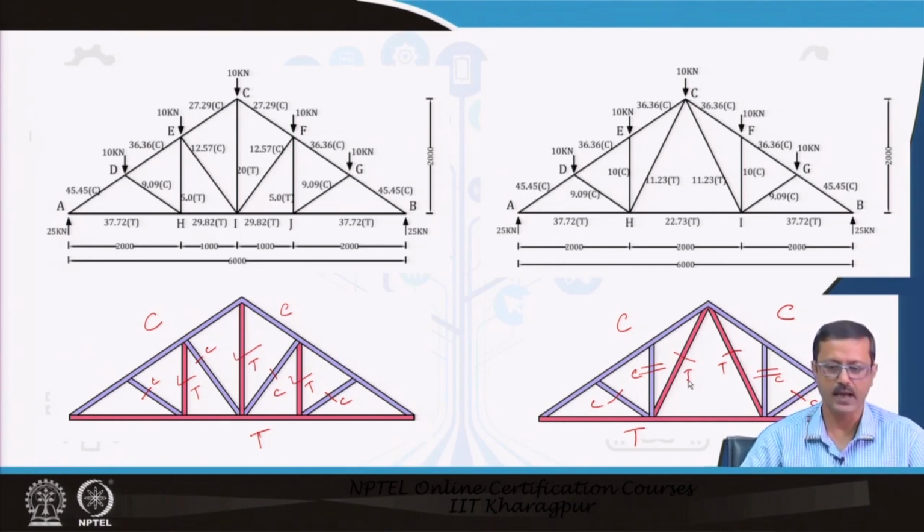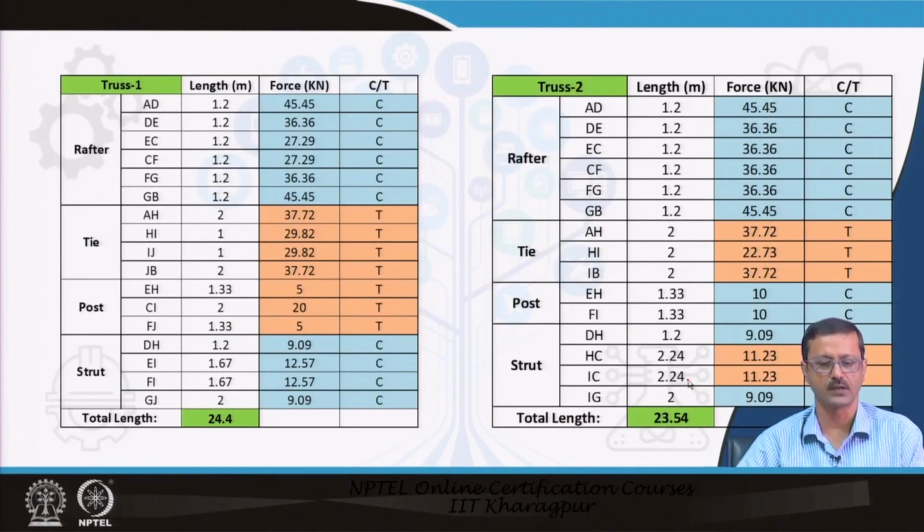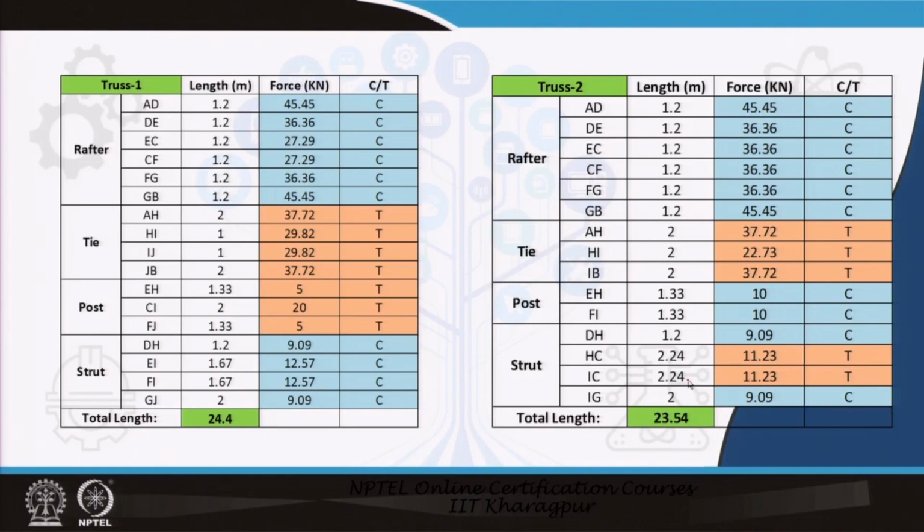If I compare in a table format, this is truss 1 and truss 2, and we see it is almost the same. I have also computed the total length, which is almost the same, 23.5 meter and 24.4 meter, just 1 meter difference, that is not an issue at all. And the forces, if I just highlight the highest forces, here is maybe 45, this is 45 highest, here also it is 45, the same. The highest forces have no change.